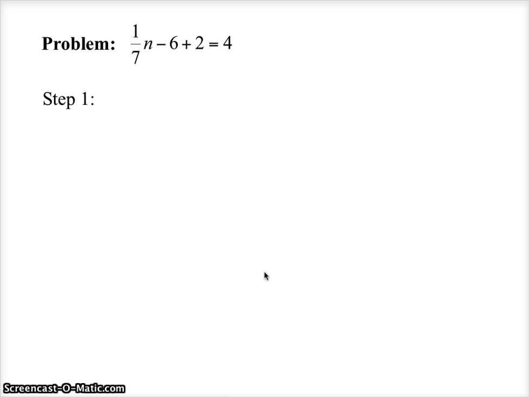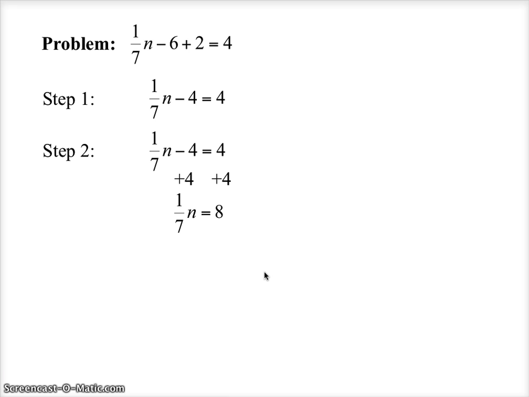So collecting this time, we have minus 6 plus 2. Minus 6 plus 2, starting at negative 6, adding 2 gets me to negative 4. I'm getting 2 closer to 0. So after step 1, I have 1/7 n minus 4 equals 4. Now I'm going to isolate, so I'm going to get rid of the negative 4 by adding 4. I want to get it up to 0. 4 plus 4 is 8. So now I have 1/7 n equals 8.